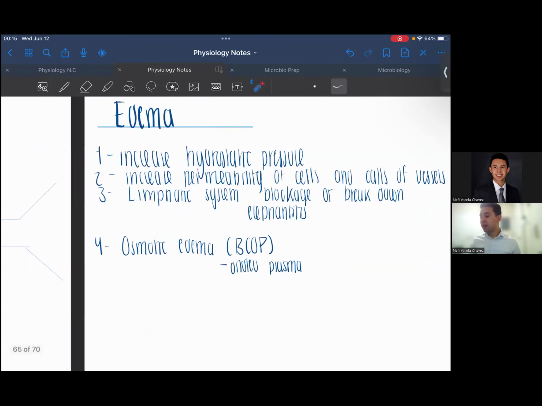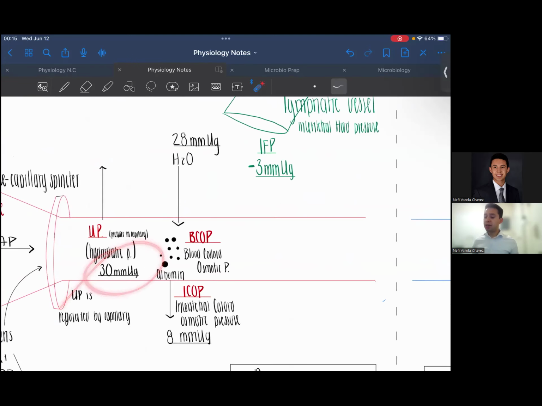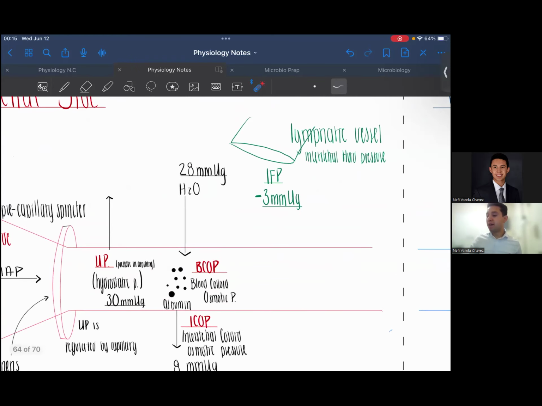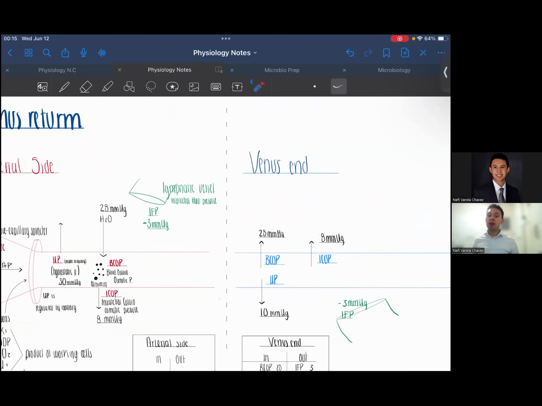The first one is the increase of hydrostatic pressure. So if we increase this number, instead of being, for example, 30, we take it up to 60, we're going to have a lot of water going out. So water is going to start accumulating, and we're going to have more water accumulating here than we are absorbing. So that's going to make fluids accumulate in that part.